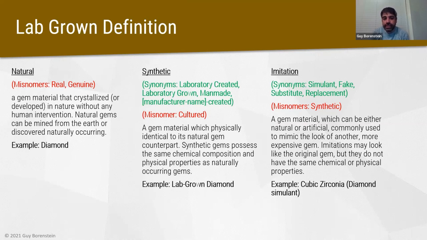On the other hand, we have the synthetic stones. Usually we will use the words laboratory created, laboratory grown, or man-made. According to the Federal Trade Commission in the US, you can even use the manufacturer name together with the word created when you are describing it. For example, we can decide on a new brand, Ashwin created diamonds. It's not a problem as long as I use the word created. What we cannot use is the word cultured.